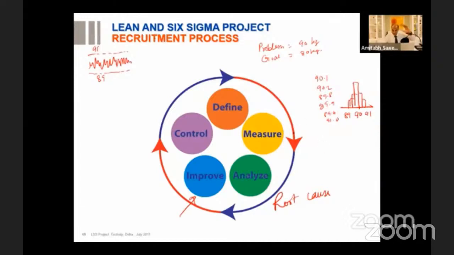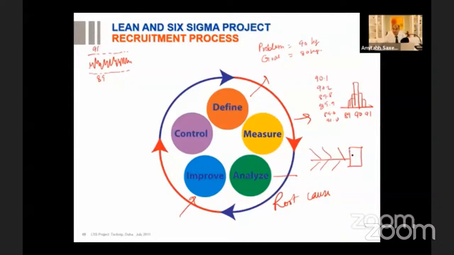So now I have measured. I'm in the measure phase. I defined, I measured. Analyze: I identified the root causes. What are the possible causes? First are possible causes. We use a cause and effect diagram, also known as Ishikawa diagram or fishbone diagram. I'll tell you how to make a fishbone diagram in a short while. So I made a fishbone diagram.